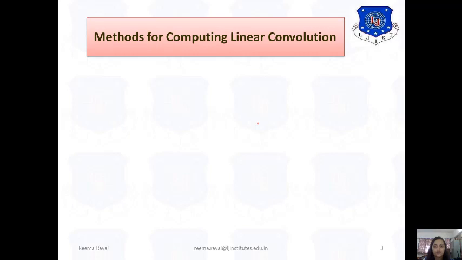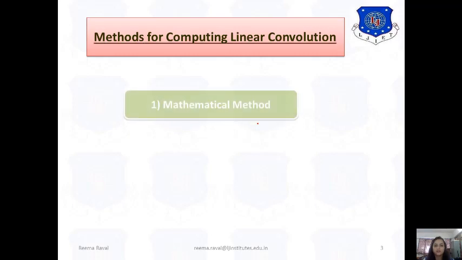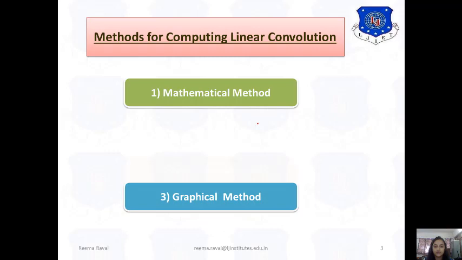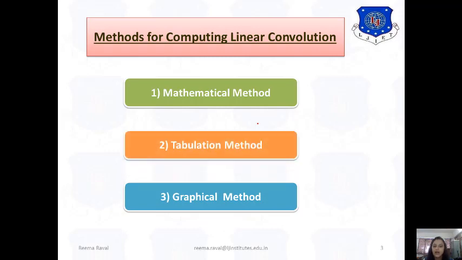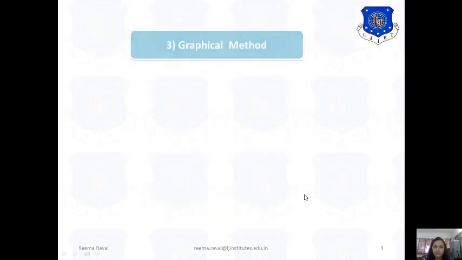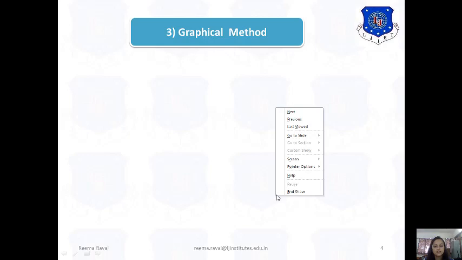Now the methods of computing linear convolution are the mathematical method, graphical method and tabulation method. We have seen the mathematical method and tabulation method in previous sessions. In this session we are going to consider the third one, the graphical method. As the name suggests, in the graphical method we need to plot the graphs of the given data sequences, and according to that we will obtain the output convolution sequence y of n. So now let us consider one example.